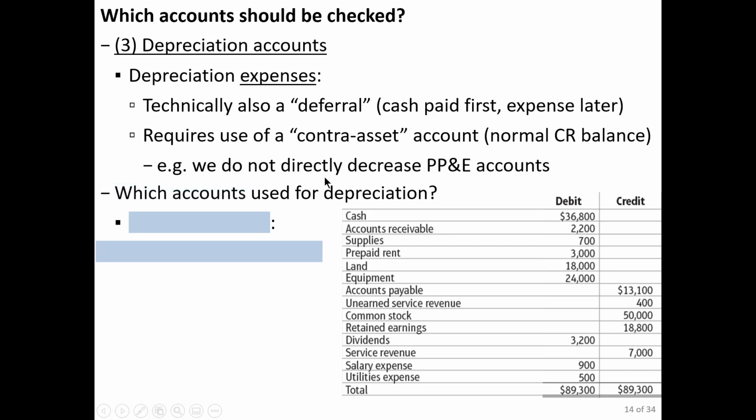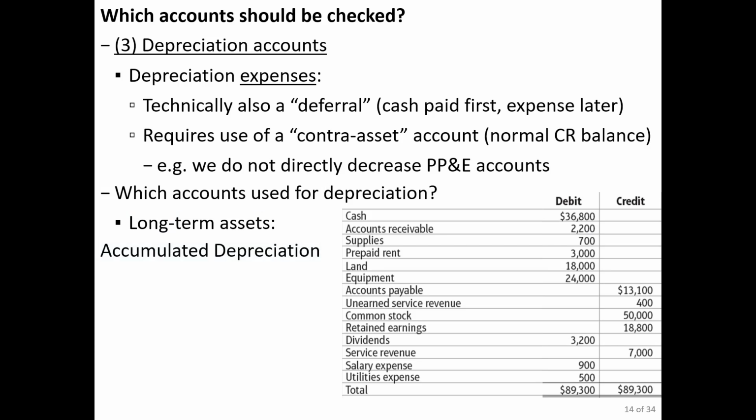Which accounts do we use for depreciation? Well, in long-term assets, there's really only one type of account. It's usually called accumulated depreciation. So there will be an accumulated depreciation for equipment. If we have a building, there would be accumulated depreciation for that building. Anything that's depreciated over time, we will set up a contra asset account to record its theoretical wear and tear.